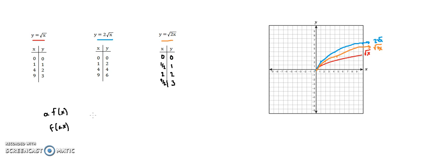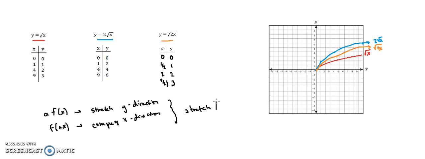There are a lot of different cases for these. If a is bigger than 1, then this is going to be a stretch in the y direction. And if a is bigger than 1, this is going to be a compress in the x direction. But you really don't need to go through and memorize all those different scenarios that they have in the book. It's enough to just remember that this is a stretch or compress. Okay, so remember, if you multiply by a number, it's going to be a stretch or a compress.